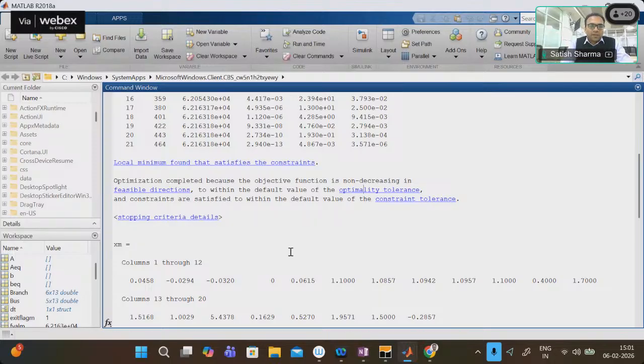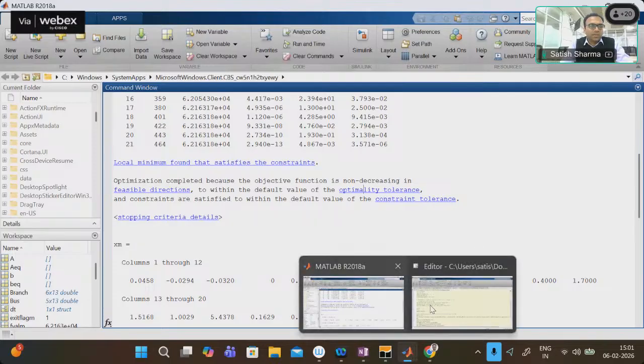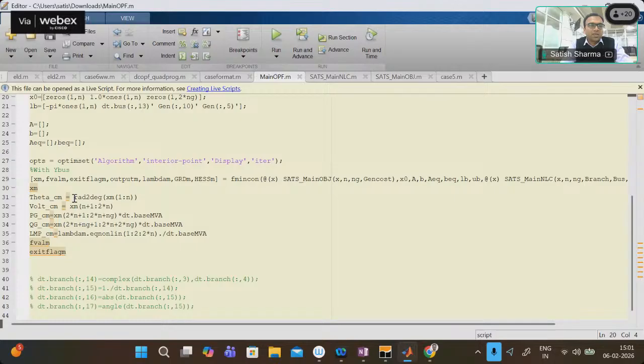Then after that, I had displayed all of these values, and here I have converted radian to degree. So the angle values have been converted to degree. I kept the voltage magnitudes as they are. Power generation was earlier in per unit because we have to perform this code in per unit, so I have multiplied with the base to convert exactly into megawatt and MVAR, and the same for QG. LMPs were also in dollars per per unit quantities, so I have divided that by the base MVA to convert the LMPs into dollars per megawatt hour, and then the function value and the exit flag.